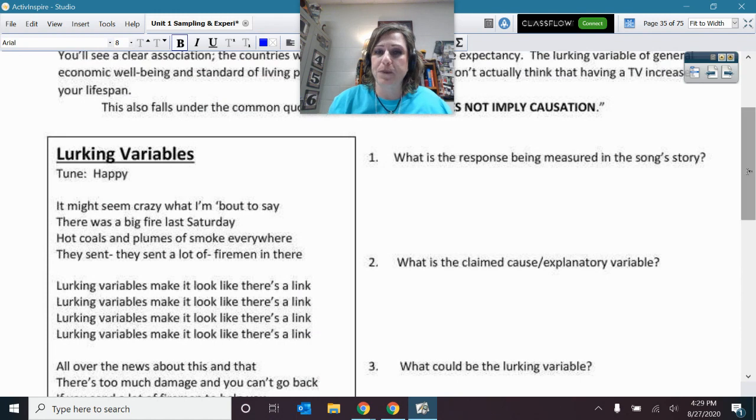So let's take a look at that. So what response is it that they are measuring in this story? Okay.